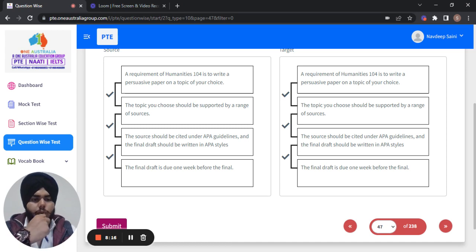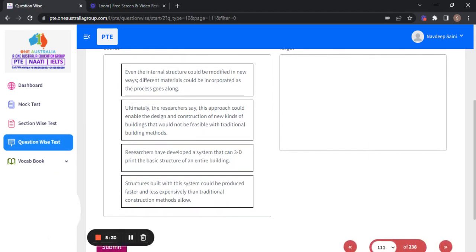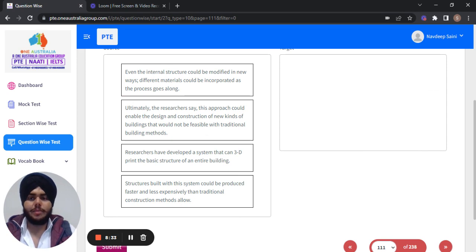Okay. So we have got 47, we have got 60, 70, 80. Let's go into the hundreds. Let's go into the hundred and see what happens, right? So this has pretty big lines. Don't get confused, right? You have to address the first three or four words, and most of the time in those first three or four words you'll get to know if this line is an independent sentence or not, right? Even the internal structure could be modified, so this is not an independent line because it says even the internal structure for what, right?